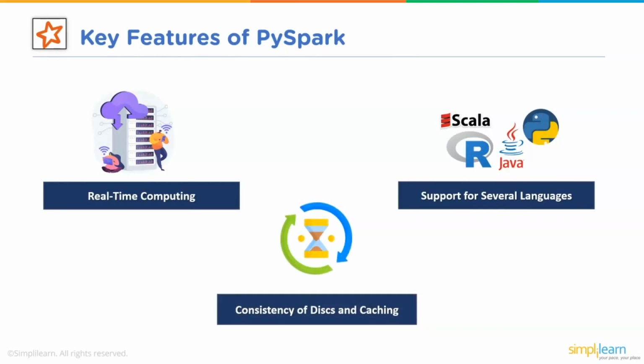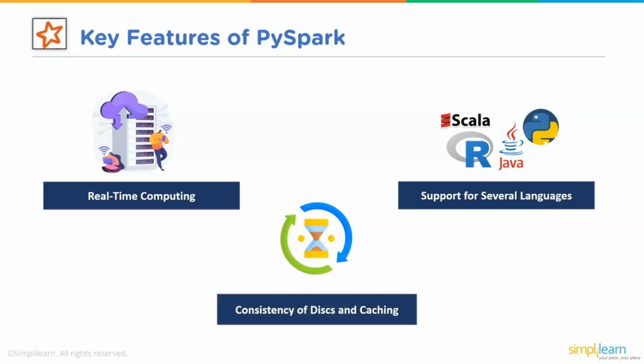Real-time computing. PySpark focuses on in-memory processing and offers real-time computing on massive amounts of data, so the low latency is evident. The next feature which comes in is support for several languages. Scala, Java, Python, and R are just a few programming languages with which the PySpark framework is compatible. Because of its interoperability, it is the best framework for processing large datasets.